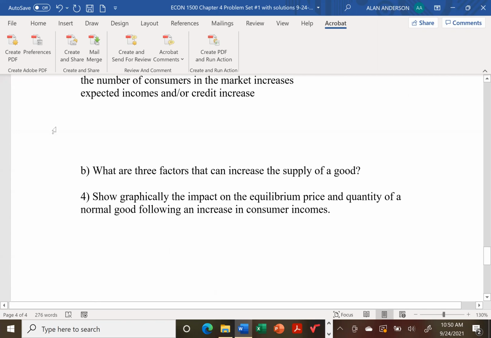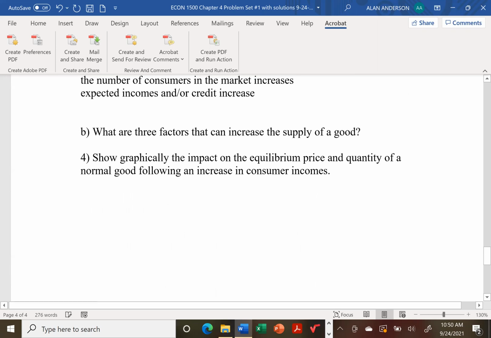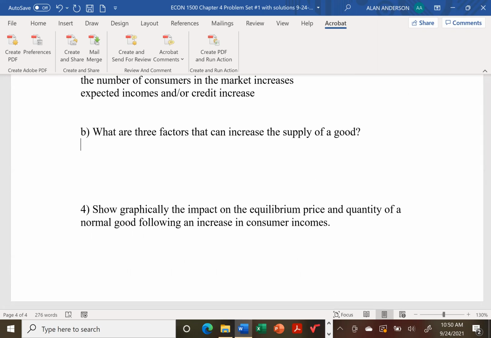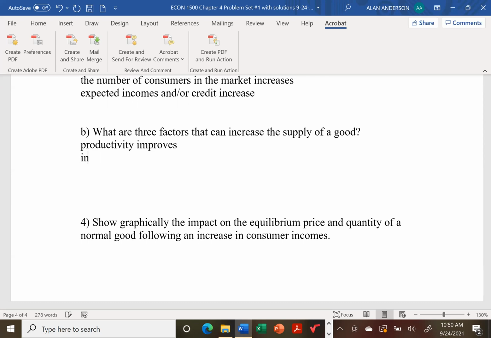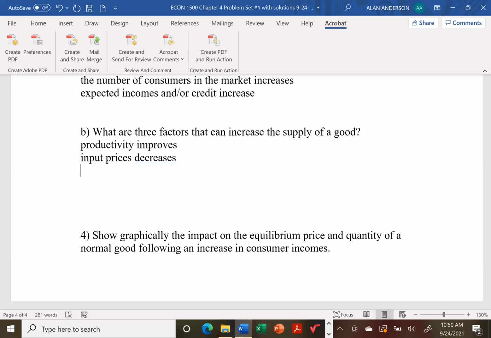And then B, what about the supply? Well, again, it's the same thing. We definitely have more than 3 factors, but let's go through some of these. For example, productivity improves, which means that the reason why this is helping is because the cost of producing goods decreases when productivity goes up. Input prices decrease. So in other words, if we are producing gasoline, and crude oil prices drop, then the cost of producing gasoline drops, and we will most likely see an increase in the supply of gas.